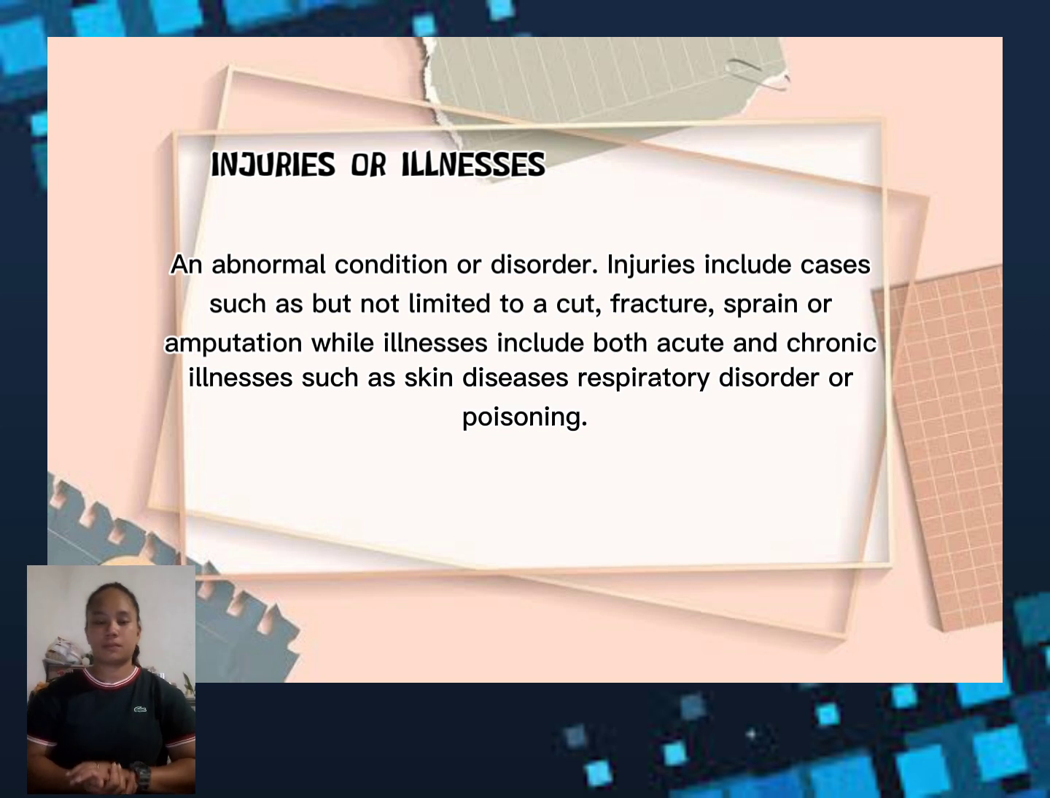So next is the injuries or illnesses. An injury or illness is an abnormal condition or disorder. Injuries include cases such as, but not limited to, a cut, fracture, sprain, or amputation, while illnesses include both acute and chronic illnesses such as skin diseases, respiratory disorders, or poisoning. Take note that an injury and illness are recordable only if they are new. Work-related cases must meet one or more of the recording criteria.